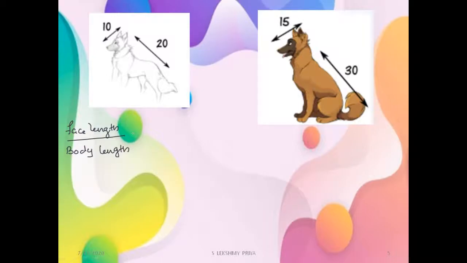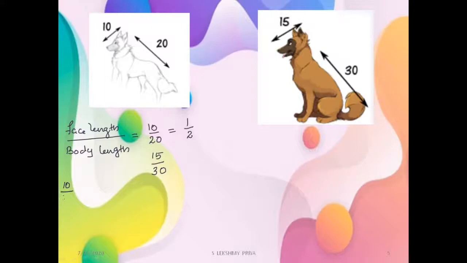For the picture drawn, it is 10 upon 20. And for the original picture, it is 15 upon 30. Are these two ratios same? 10 upon 20 we can write like 1 upon 2. How did we get 1 upon 2? The same equivalent fraction method.